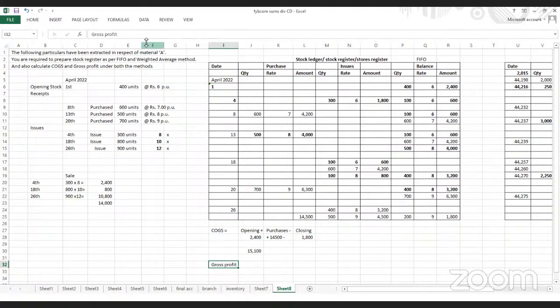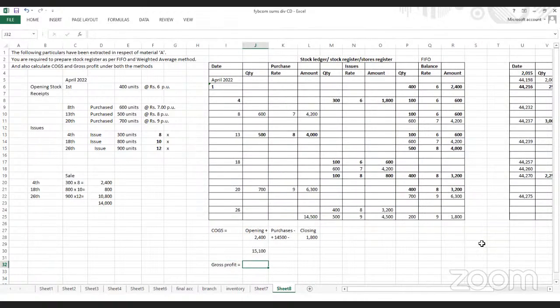Now we'll come to this gross profit formula. How do you get gross profit, students? The formula is sales minus COGS, cost of goods sold. So sales we just found out it's 14,000 minus COGS, we just found out 15,100.